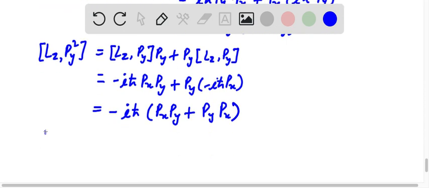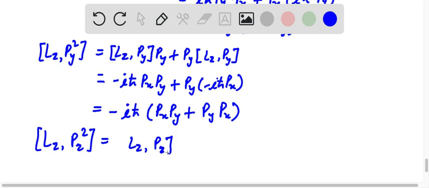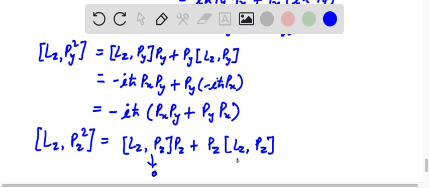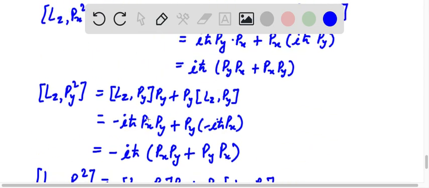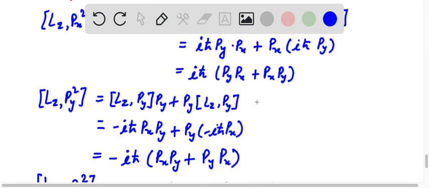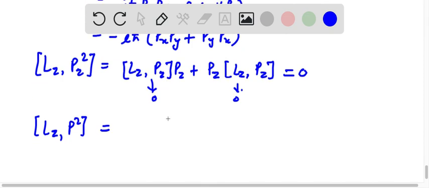Now calculate Lz with pz square, which is equal to Lz pz pz plus pz Lz pz. As we know, this value is 0, this is also 0, and this is also 0, so hence this value is 0. Now Lz with p square is equal to, as you can see, this is positive iħ py px plus px py, and hence this value will be 0.